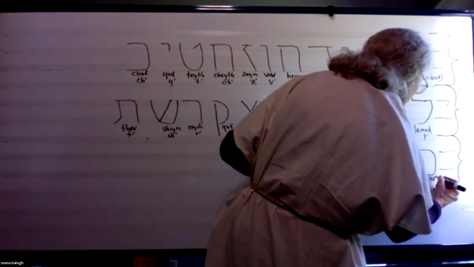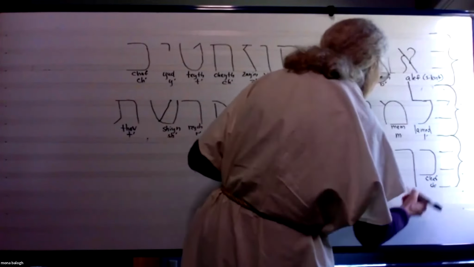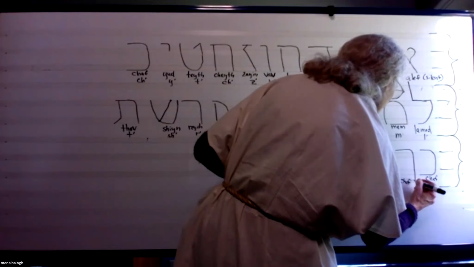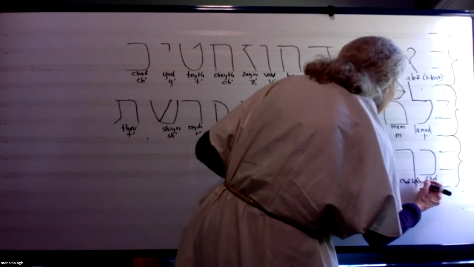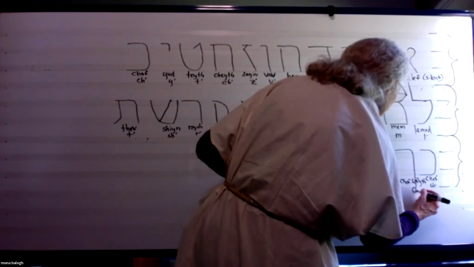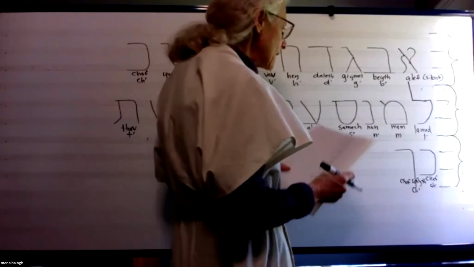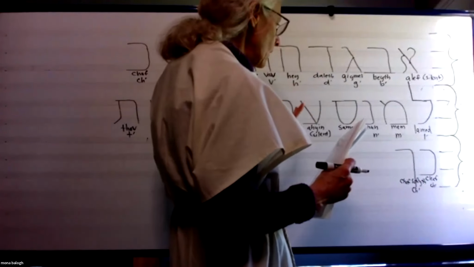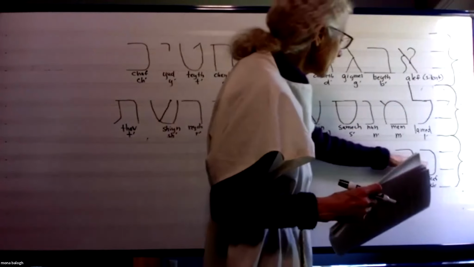So this is a chaf, has the ch sound, and chaf sofiyth has the ch sound as well. The sofiyth does not change the sound at all, but that's what the letter looks like at the end of the word.